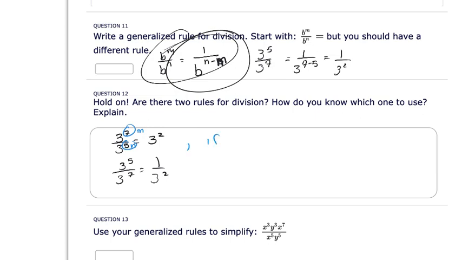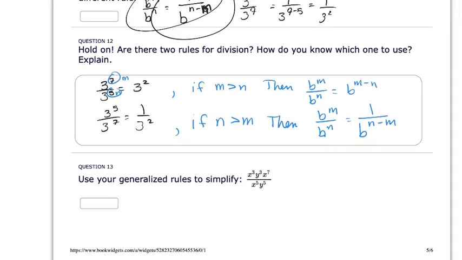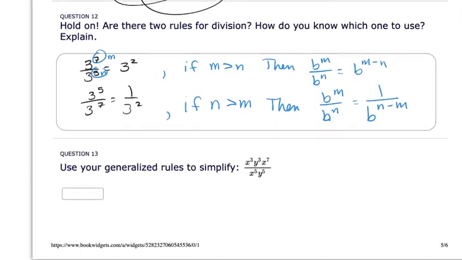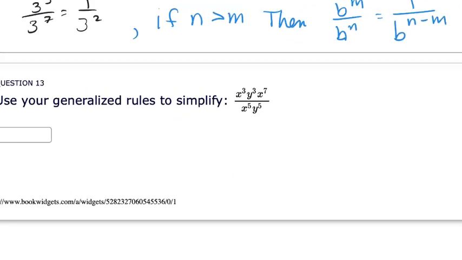So if m, the numerator's exponent, is bigger, then you just subtract them and keep it in the numerator. But if the denominator's exponent is bigger, so now n is the big one, so now it goes like this, and you do n minus m down there. So it depends on whether the exponent is bigger in the numerator or denominator, and then you use the according rule. Let's now simplify this thing.